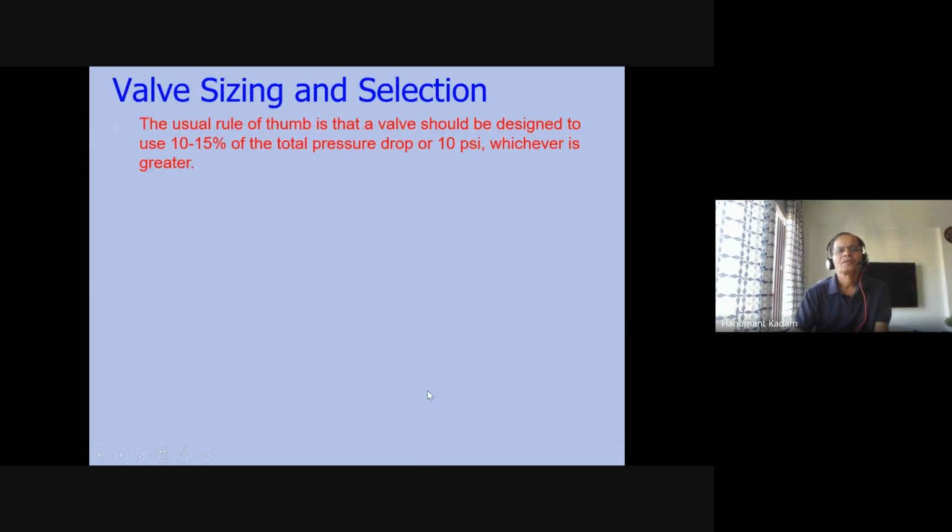Now valve sizing and selection. I'm coming to this important point. The usual rule of thumb is that the valve should be designed to use 10 to 15% of the total pressure drop, or 10 psi, whichever is greater. See here, this is the thumb rule. It should be designed to use 10 to 15% of the total pressure drop.